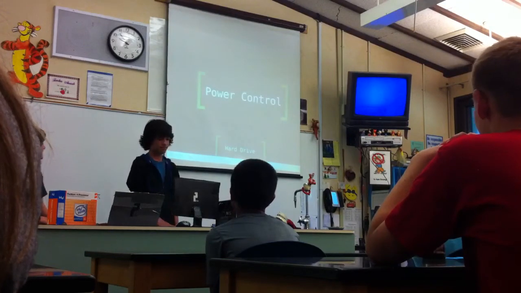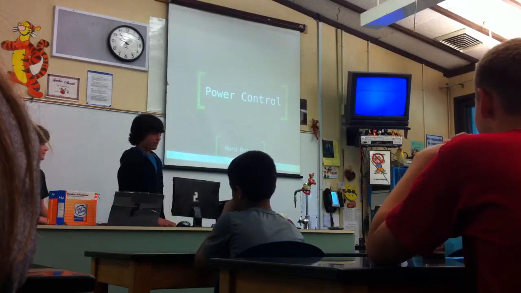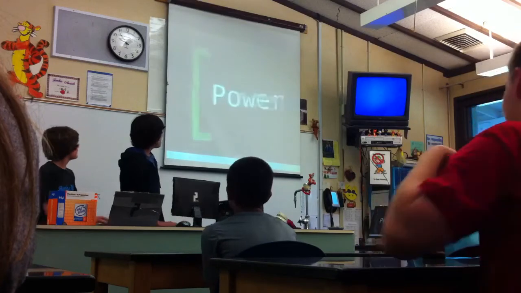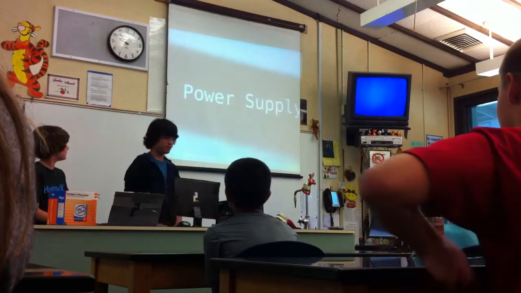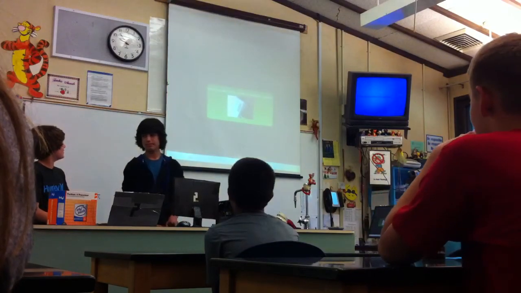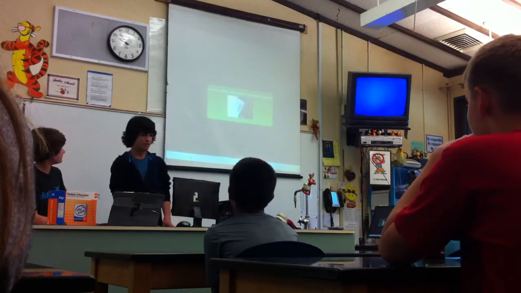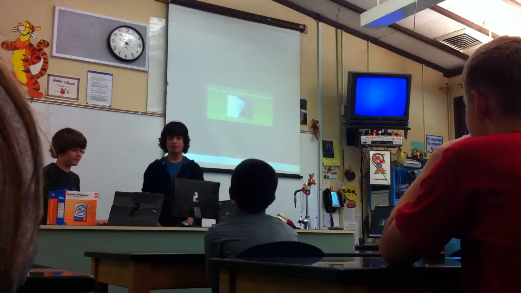Power control, does that control the power going through your computer? Exactly. There are two types of power control. One is called the power supply. What the power supply does is it distributes power through your computer. Why is this important? It's important because if you didn't have the power supply, your computer would burn.